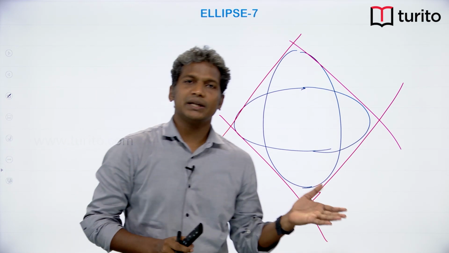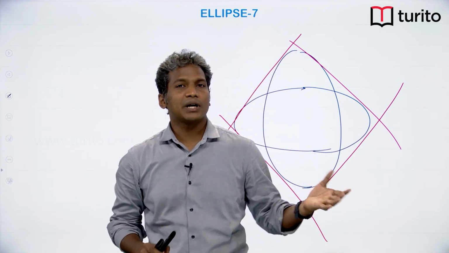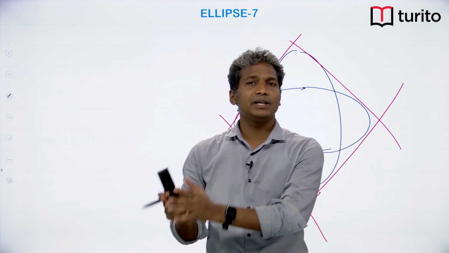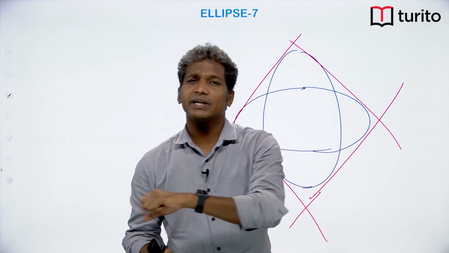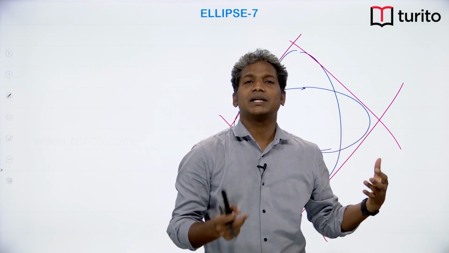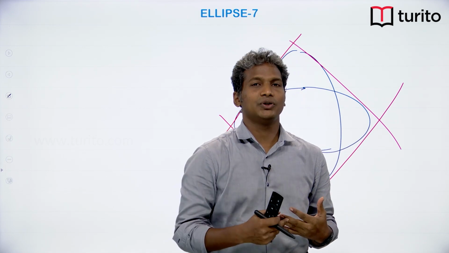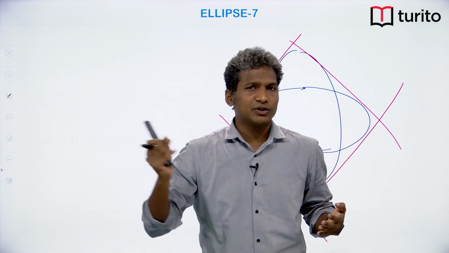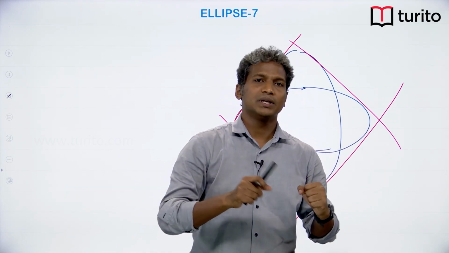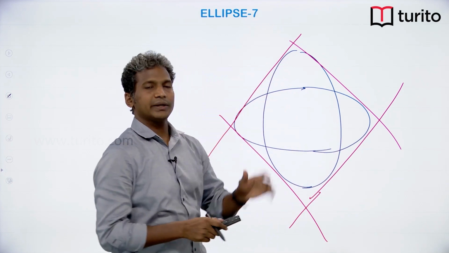As I keep saying, every equation in algebra has a meaning in geometry, and every structure in geometry has a meaning in algebra. So that is the beauty of coordinate geometry. The beauty of coordinate geometry is to connect geometry with algebra. Okay. So now we have understood this idea.